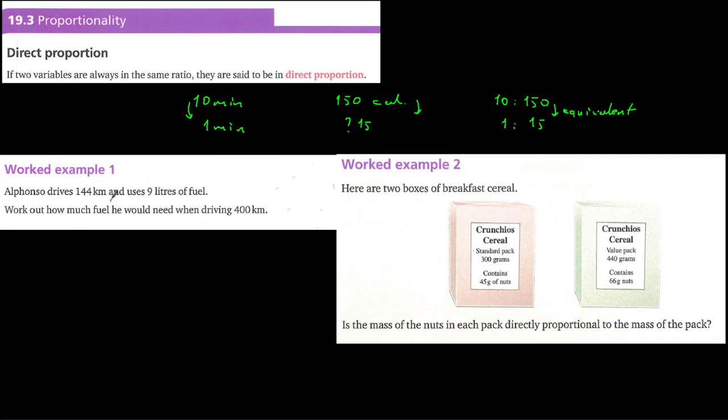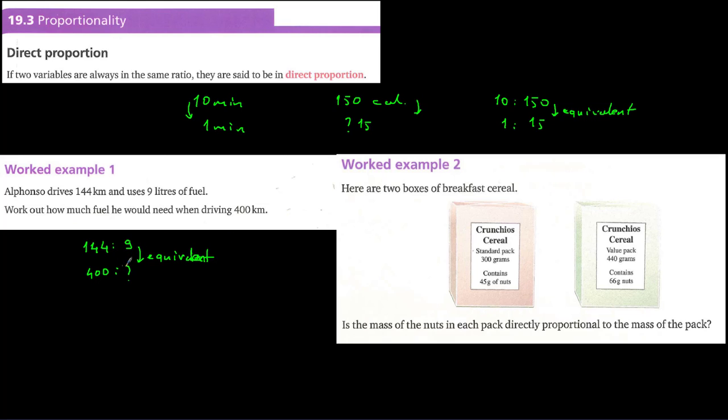Alfonso drives 144 kilometers using 9 liters of fuel. How many liters does he need for 400 kilometers? We are going to find that one. If we compare 144 to 9, our aim is to find how many liters it is for 400. Actually they are equivalent firstly, but for finding the equivalent, it is not always easy.